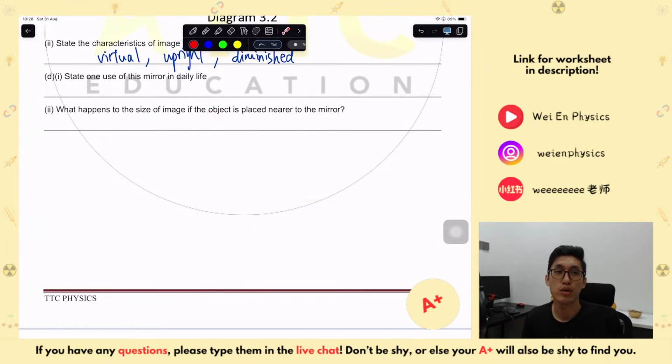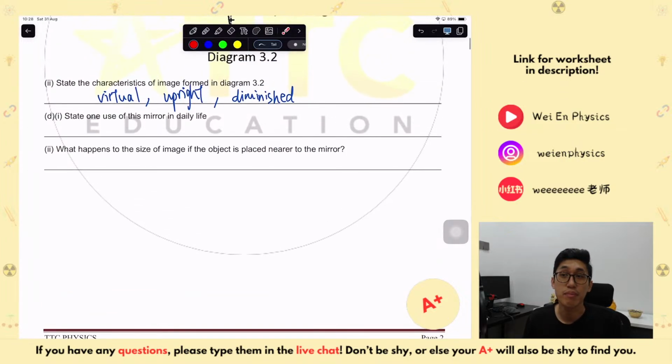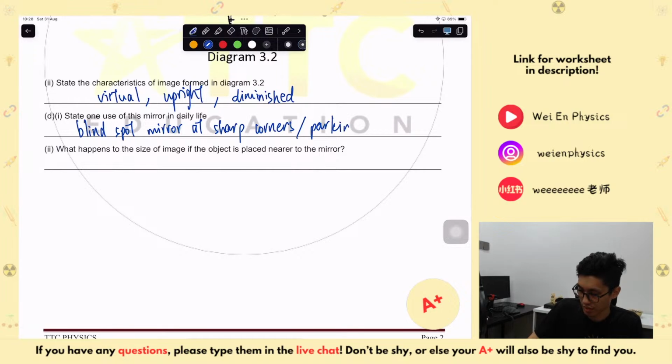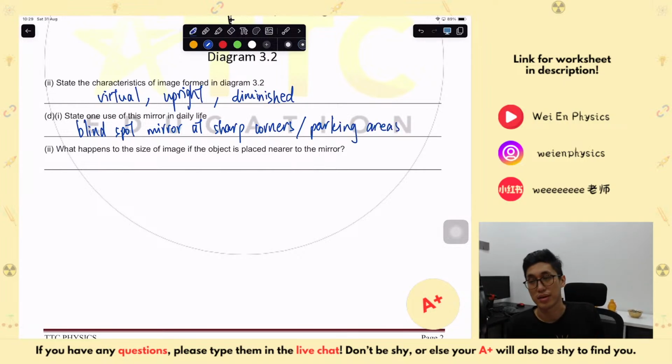Okay, we also find this in 99 Speed Mart, 7-Eleven, all these convenience stores, because it is also used as a security mirror. So you can say blind spot mirror at sharp corners, or parking areas. Or you could also say security mirror inside a supermarket.